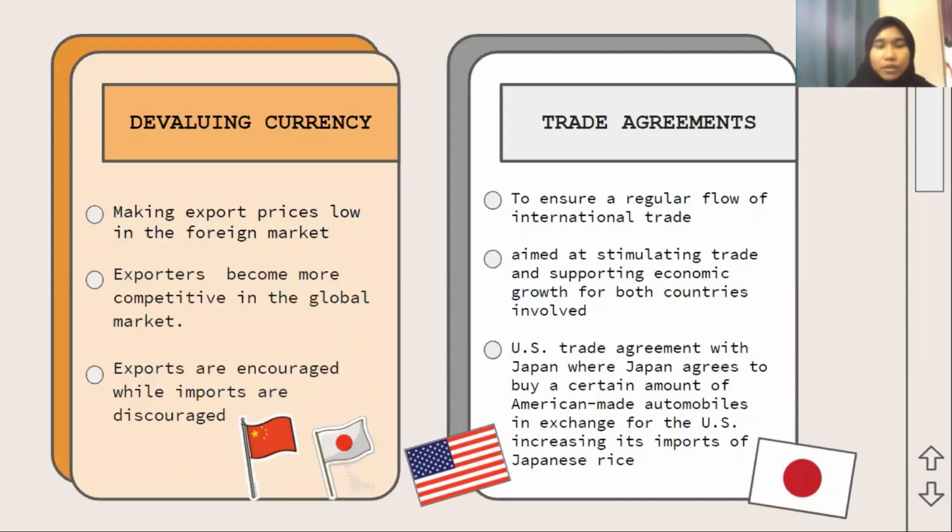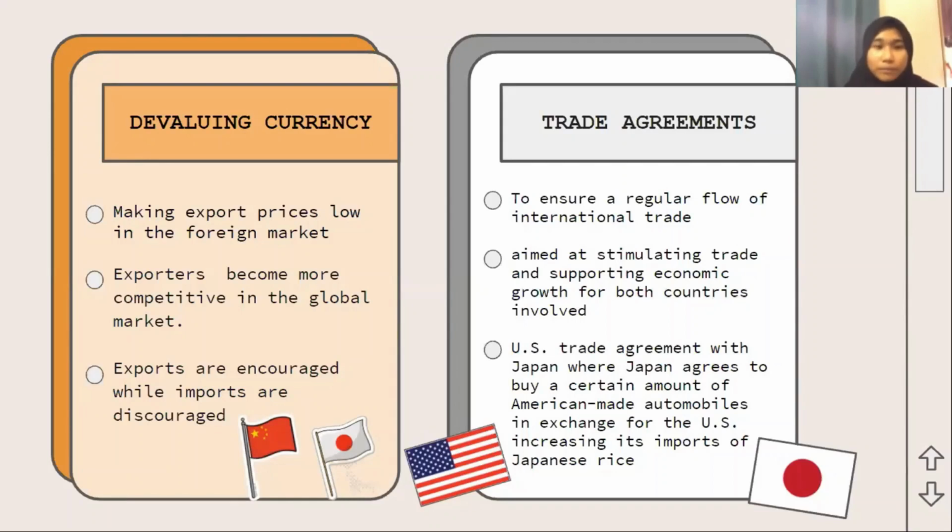Firstly, devaluing currency is making the currency of the country low intentionally. So how do countries lower their currency? They can either lower the interest rate, or the government can print more currency or buy foreign currency to make its value higher. So what do they benefit from having a low currency?